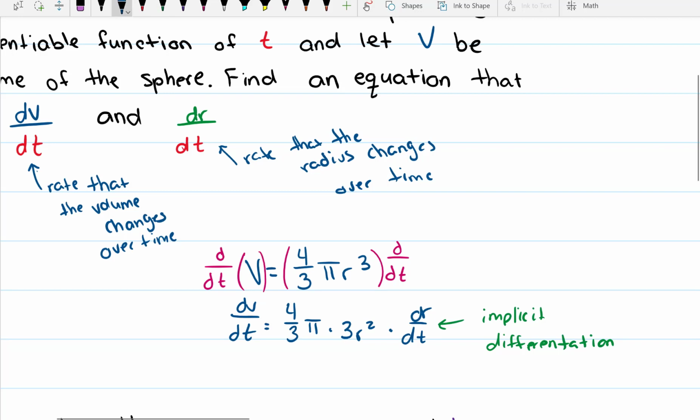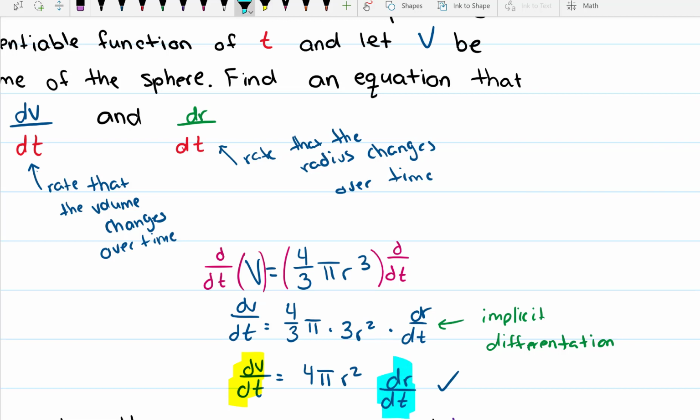So on the left, we're going to get dV/dt is equal to 4/3 pi, and 4/3 and pi are constants. The derivative of r cubed is going to be 3r squared times the derivative of r, dr/dt. This is r prime. So this is the implicit differentiation. So then we do a little simplifying and we get dV/dt is equal to 4 pi r squared dr/dt. That's it. Because now we can relate the change in the volume to the change in the radius. So if you're given the change in the radius and the radius, you can find the change in volume, or if you have the change in the volume and the radius, you can find the change in the radius at that time, and so on.